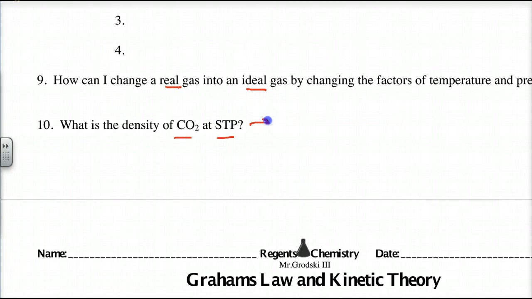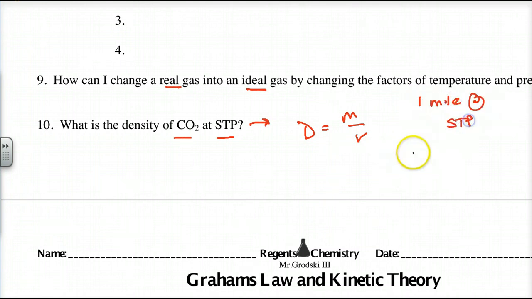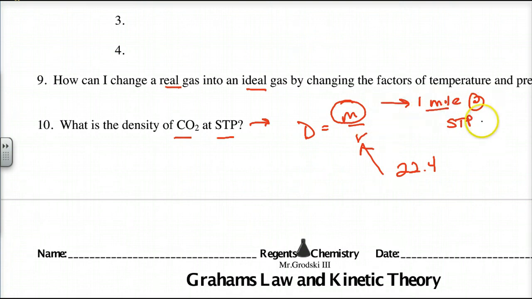This is an interesting question. Density is equal to mass over volume. So let's pick 1 mole. At 1 mole, what's the volume at STP? 22.4 liters. So plug that in. What mass am I going to use at 22.4 liters? What gives me 1 mole? The periodic table, formula mass or molecular mass. So try that for size. Notice I can ask for density without giving you any numbers. I'm going to assume 1 mole.